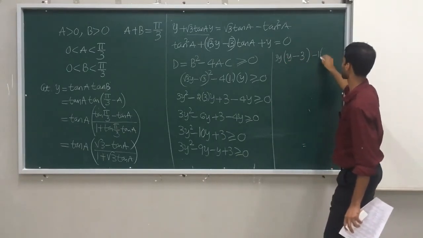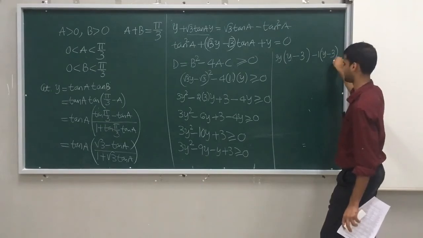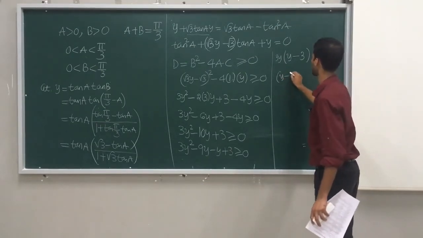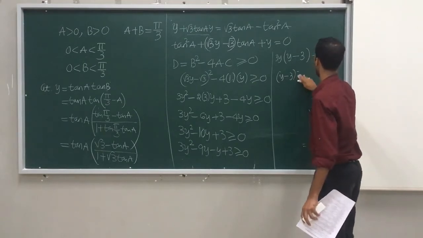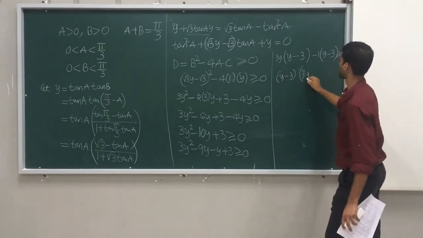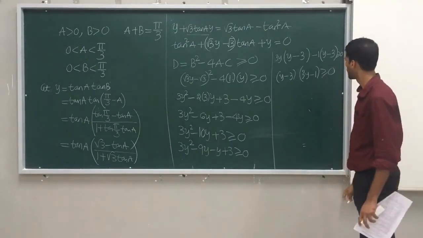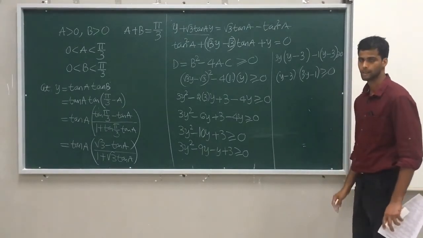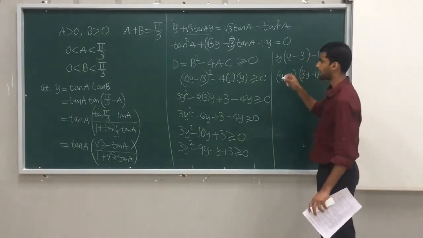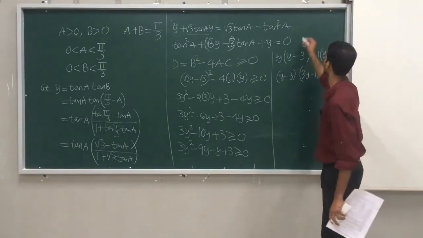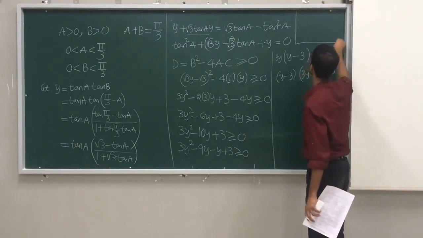If you take minus 1 common, y minus 3 greater than or equal to 0. So I got y minus 3 greater than or equal to 0. Y minus 3 into 3y minus 1 greater than or equal to 0. Now, one thing always keep in mind, I will teach you in an upcoming chapter that you will study in linear inequality. This is a note for you people.